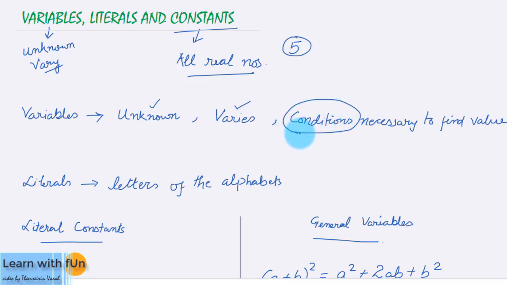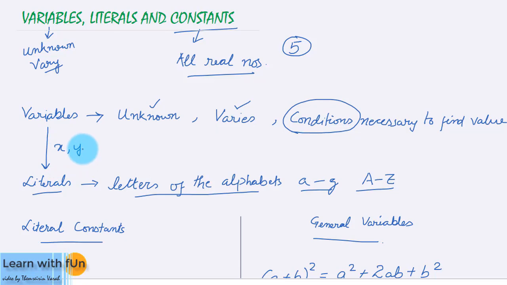How we will use conditions to find the value of the variable, we shall see in our succeeding videos. Now how are variables represented? That is the question. Variables are represented by what we call literals. These literals are simply letters of the English alphabet. They could be small letters or capital letters from A to Z. We can use any of these letters to represent the variables. So we normally use X, Y to represent unknowns, right?